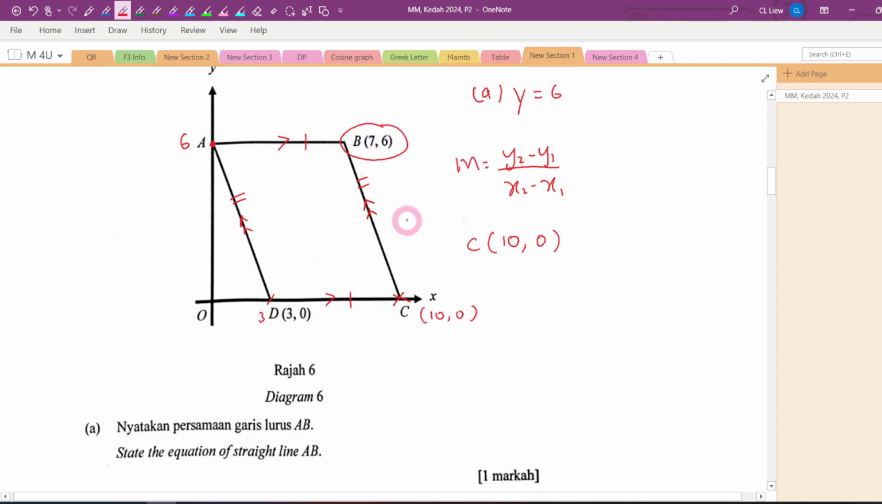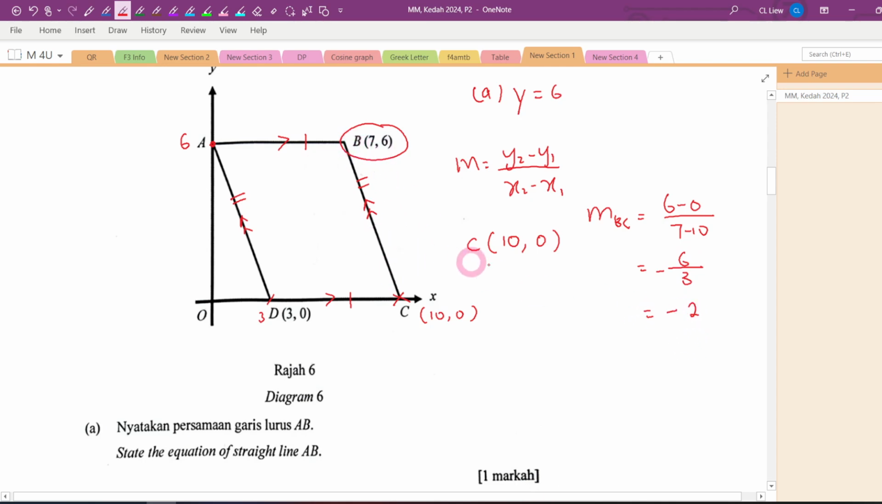Now we can use y2 minus y1 divided by x2 minus x1 to help us get the gradient of BC. Before finding the gradient of BC, I know that my answer must be a negative number. Why? Because it's going downward like this. Okay, so 6 minus 0, over 7 minus 10. Seven minus 10 is negative 3. Okay, 6 divided by 3, you will get 2. Just copy the negative sign as I expected.